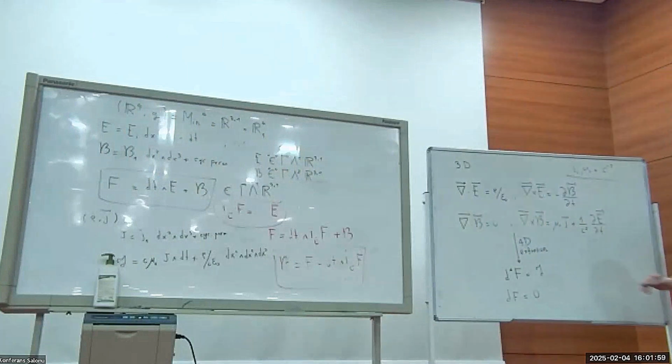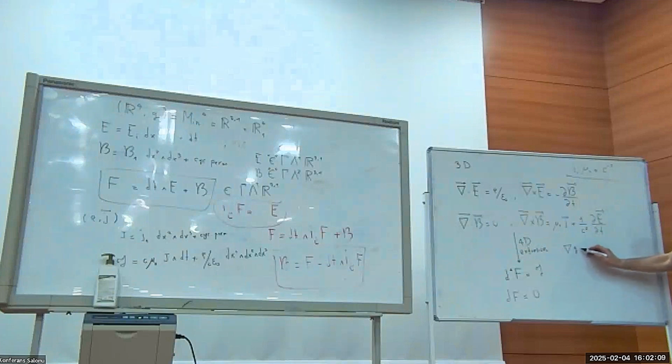Okay. Now, so you have a connection. This is the Lorentzian connection. In what sense? It preserves the Lorentzian metric. So this is the Levi-Civita connection.